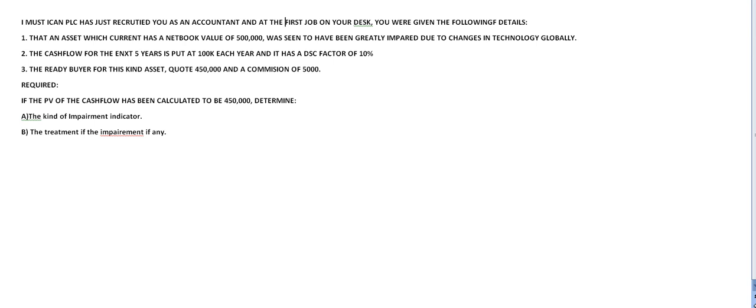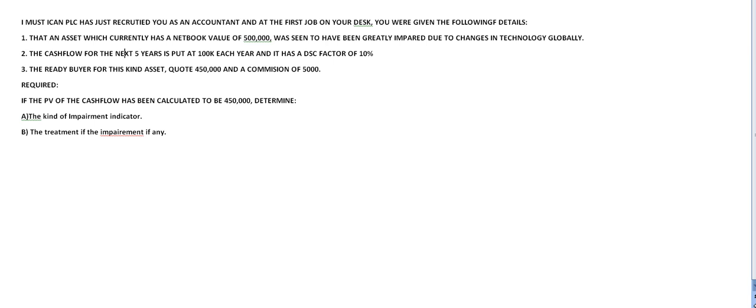By now you should be able to give me the answer. You were given the following details. An asset currently has a net book value of 500,000 and was seen to have been greatly impaired due to changes in technology globally. The cash flow for the next 5 years is put at 100,000 each year, and has a discount factor of 10%. The ready buyer for this kind of asset quotes 450,000 and a commission of 5,000 naira.